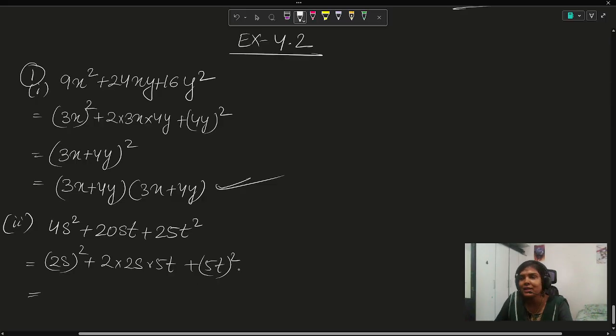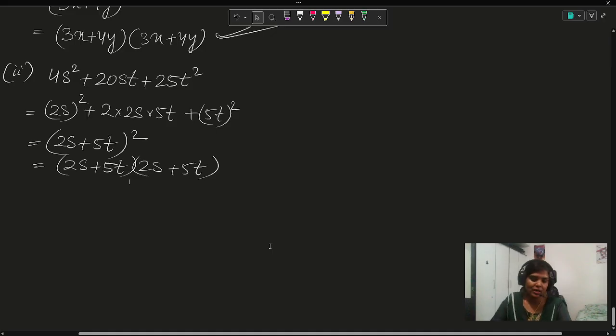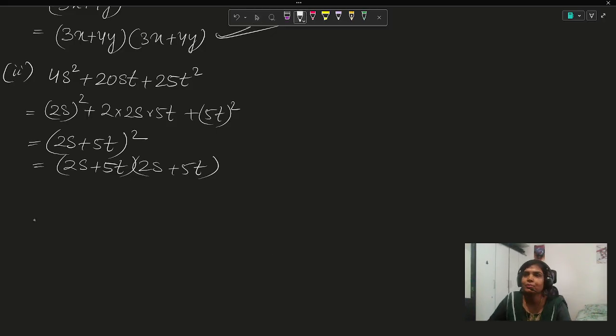Or else, first observe the last part and find out the b value. Now it is 2s plus 5t whole square. You can write it 2 times, 2s plus 5t and 2s plus 5t, because a square you can write as 2 times. So this is our answer of question number 1, third part.